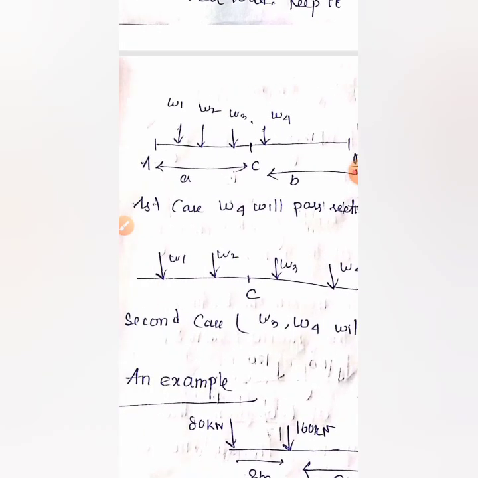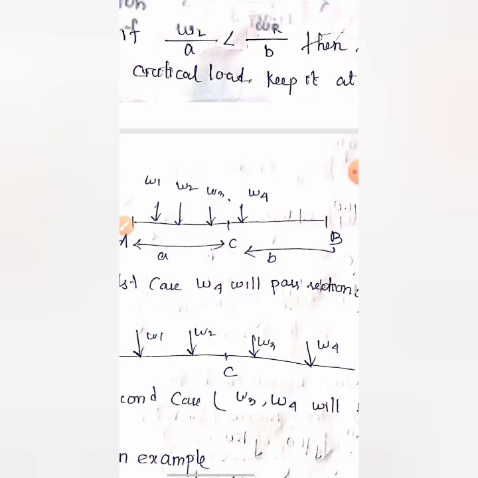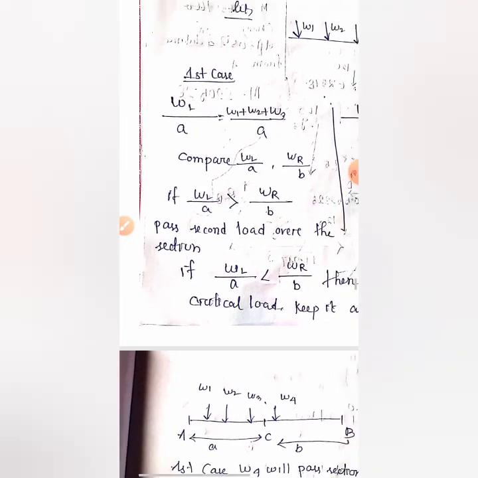As I have said, the W4 load is moving over the span and it is passing the section C. Now, if we see the left portion of section C, we will find W1, W2, W3, three loads acting in the left portion, and in the right portion only one load, W4, is acting. Now what we have to do is check WL by A. A means the distance of the section C from the left support A. What is WL? WL means the summation of the left loads.